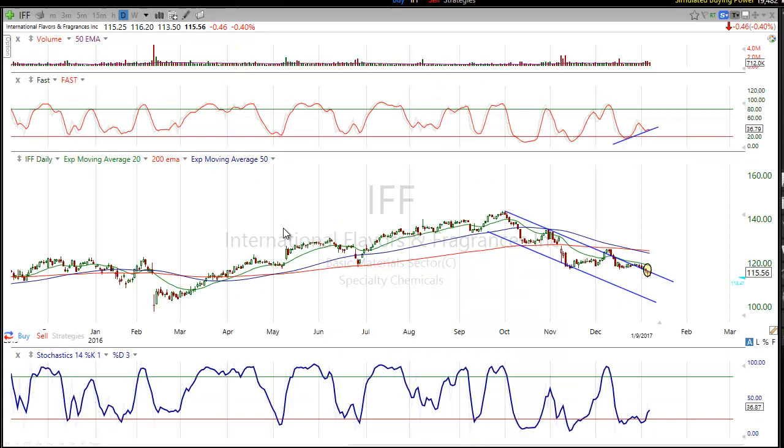All right, here it is. So this is the IFF. You can't see anything here. But then again, what are we looking for? We're looking at the high. So let's mark off that high area, which is right there. And then we're also going to look at the trend.